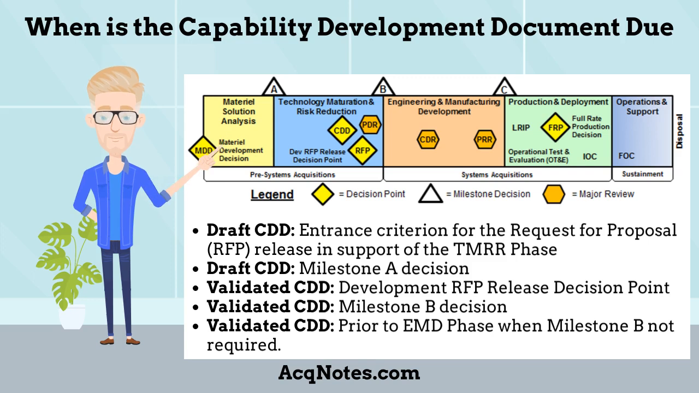Throughout the acquisition process, certain milestones and events require a sponsored approved draft or validated Capability Development Document. These entrance criteria are: Draft CDD, entrance criterion for the request for proposal release in support of the TMRR phase. Draft CDD, Milestone A decision. Validated CDD, development RFP release decision point. Validated CDD, Milestone B decision. Validated CDD, prior to EMD phase when Milestone B is not required.